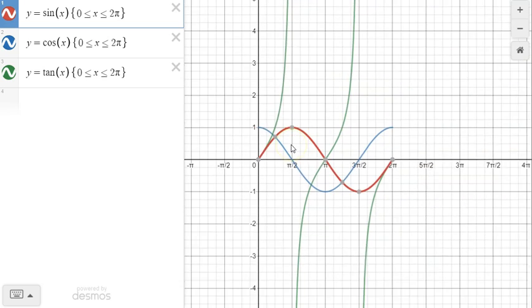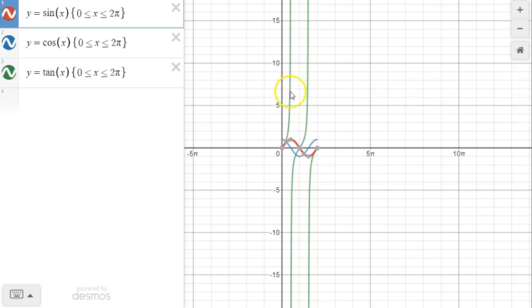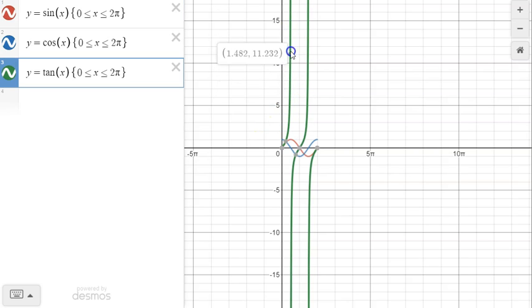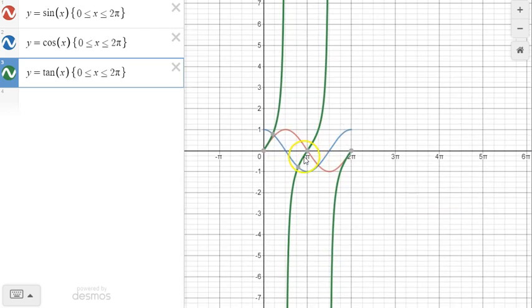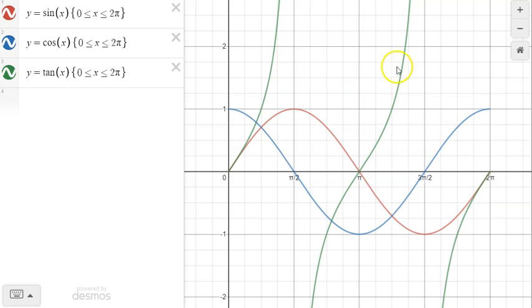So if I zoom out, notice that at pi over 2, tangent zooms off into positive undefined, and then going into quadrant 2, it comes back round in the negatives. And then in quadrant 3 it zooms back off again to positive undefined. And then in quadrant 4, it comes back round again from negative undefined back to 0. So what we see in green here is the behavior, or the graph, of the tangent function.